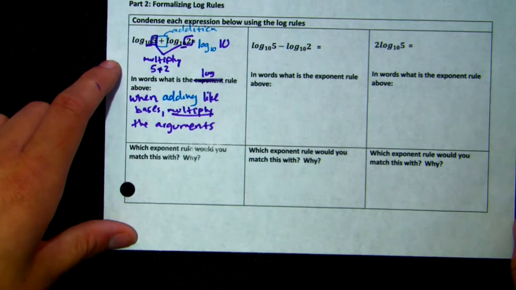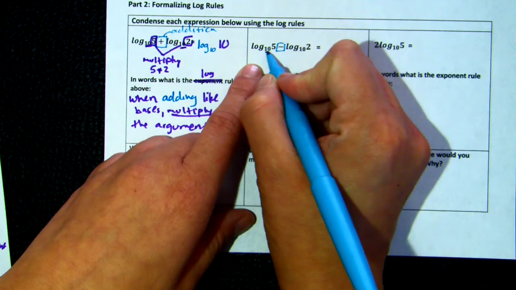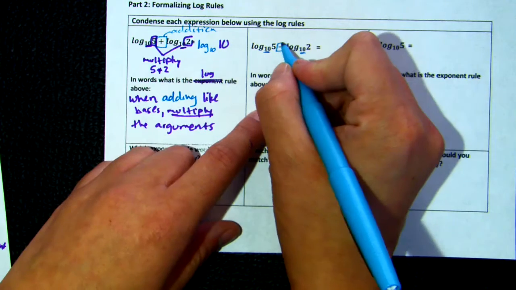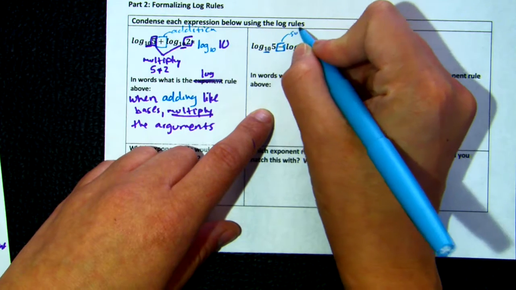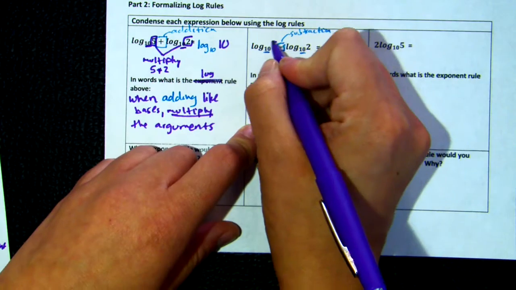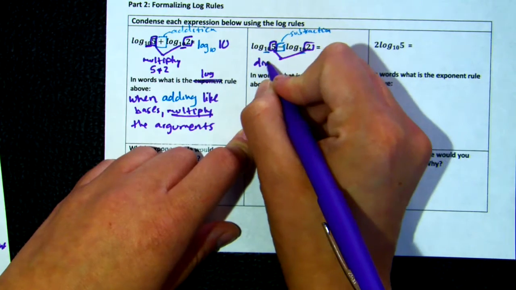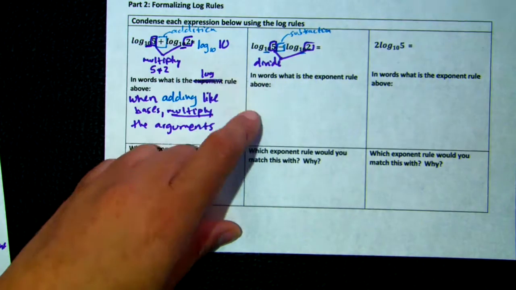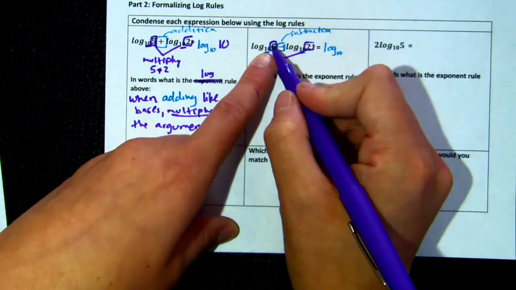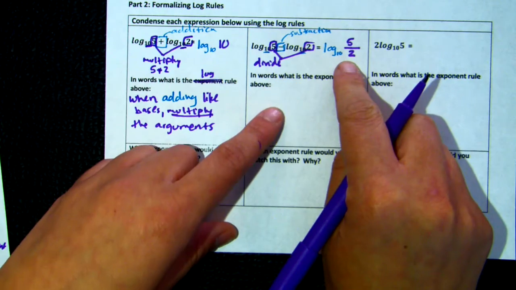Okay. Next one is we see subtraction happening between our two bases. Again, we check that these bases match up. They do, which means we can combine them. So when we see subtraction here, it means we divide our arguments, or what the log is acting on. We divide. Okay? So again, the log itself is going to stay the same, the log base 10. We divide, so 5 divided by 2, our argument.